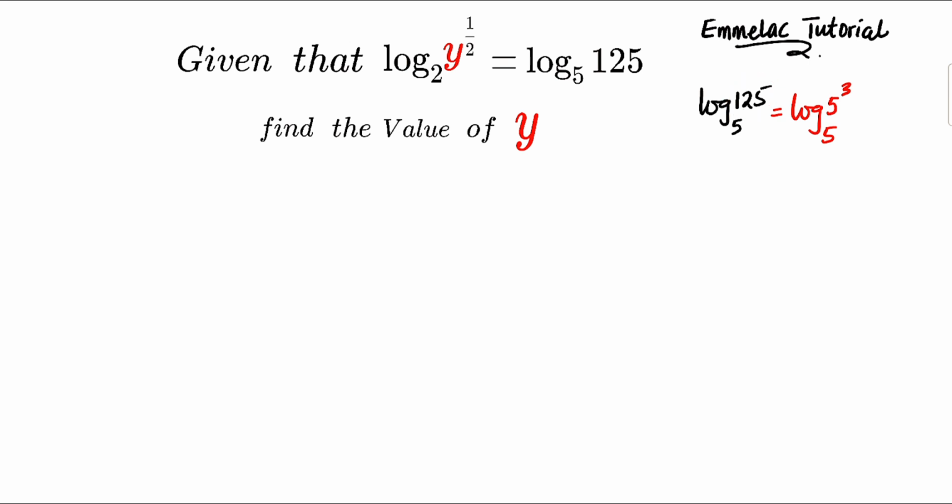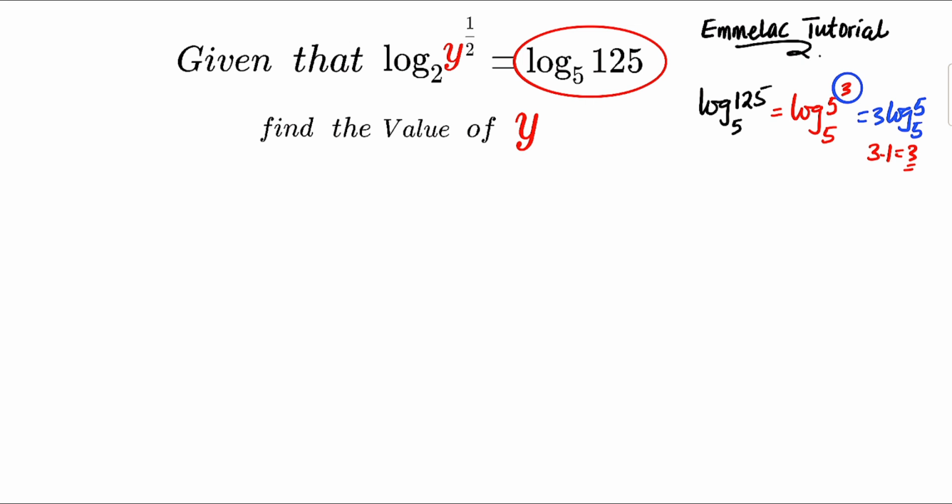According to the power law, this exponent now becomes a multiplier of log 5 base 5, which gives us 3 log 5 base 5. And you know that in logarithm, whenever the argument of a log is the same as the base, then it is 1. So in this case, this becomes 3 times 1, giving us 3.